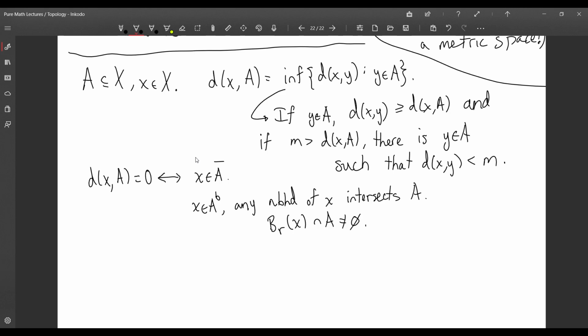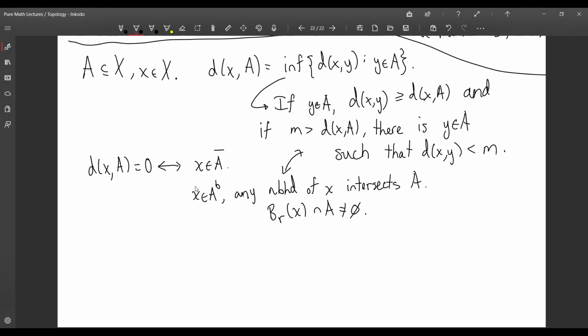So this is essentially saying if R is greater than 0, there is some y in A such that d of x, y is less than R. Essentially, if you put 0 for the d of x, A in this statement, that just satisfies this condition. So that's why we can include the boundary of A.